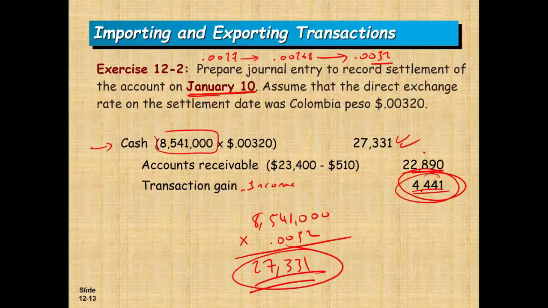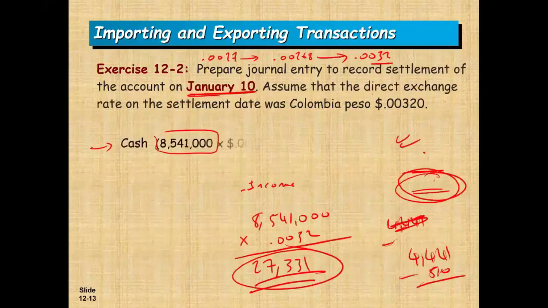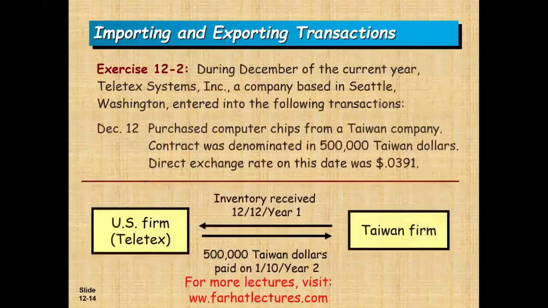Now, bear in mind, overall you had a gain of 4,400, but remember, this is not the net gain. If you want to know the net gain, it's 4,400 minus the $510. Remember, you had a loss earlier. So the difference between them is the net gain on the transaction. Now let's take a look at the other side of the entry.